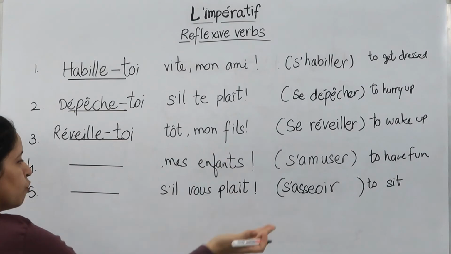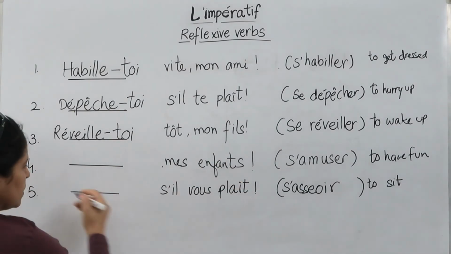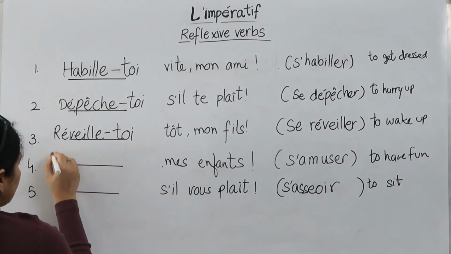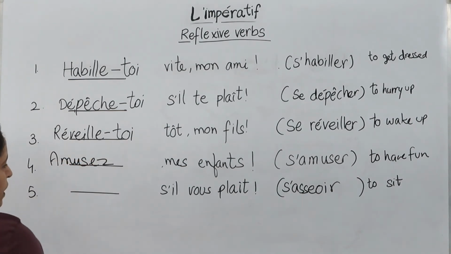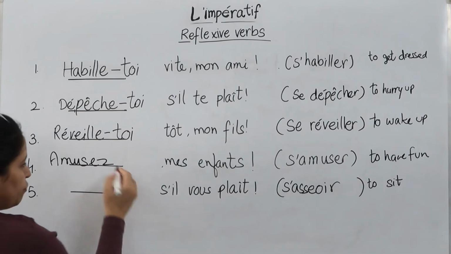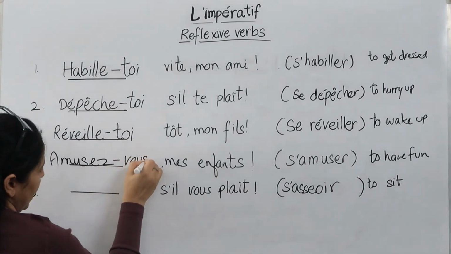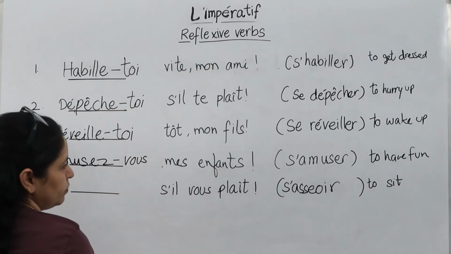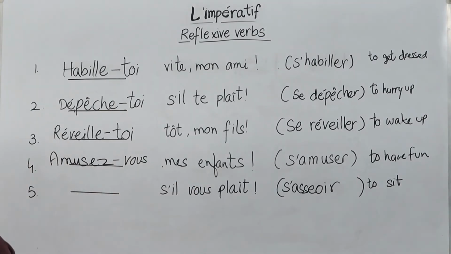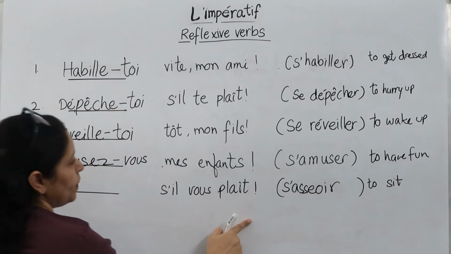So, we use the vous case, second person plural case. So, it should be the vous conjugation this time. So, it should be amusez. The reflexive case for vous is again vous, which I will write here at the back. Amusez-vous, mes enfants.